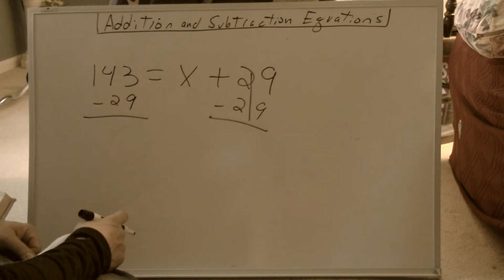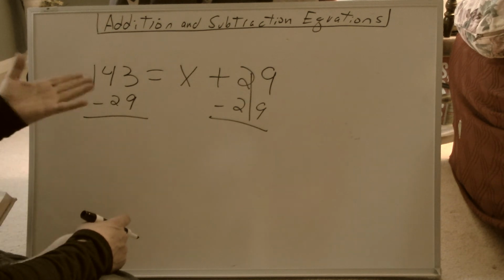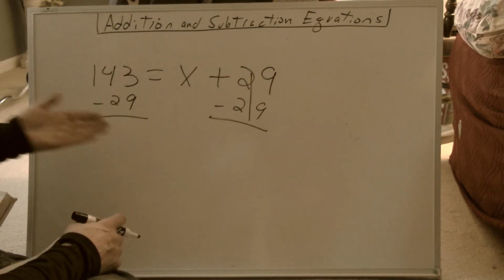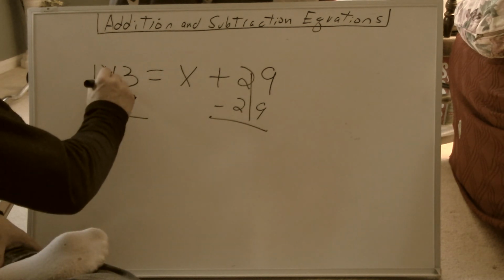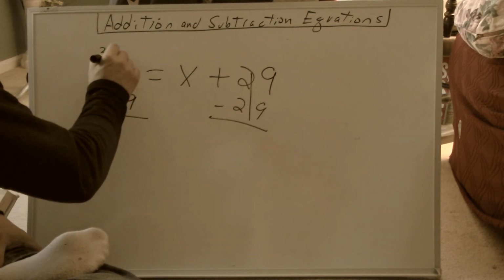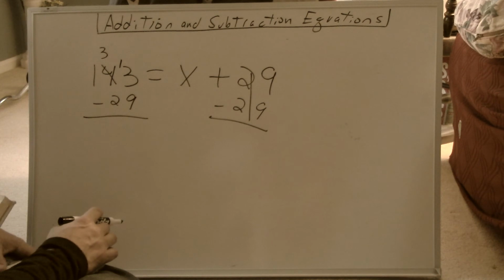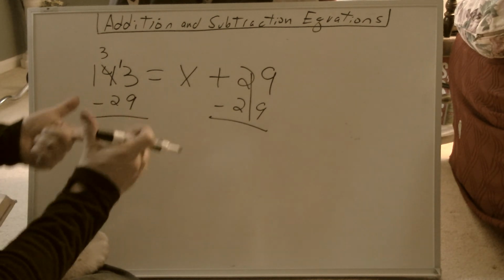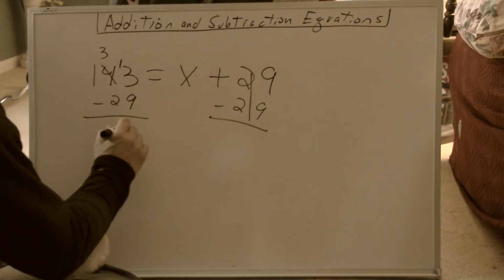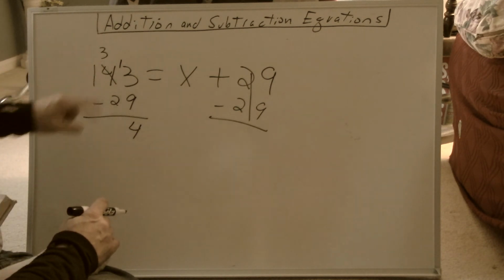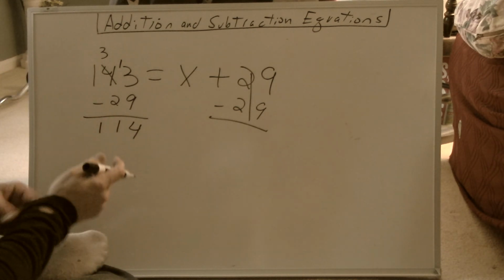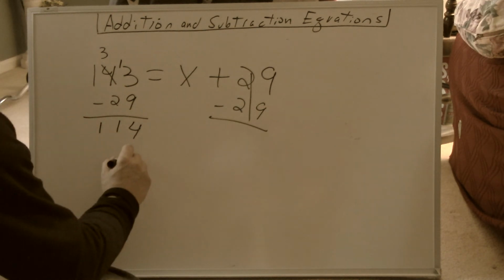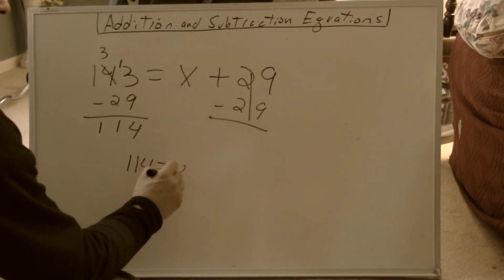143 minus 29. Well, 9 take away 3, or 3 taken away from 9. Can't do it. Borrow from the 4, make him a 3, bring the 1 to the 3, make him a 13. 9, 10, 11, 12, 13. It's 4. 3 minus 2 is 1, and 1. 114. Okay. 114 equals x.